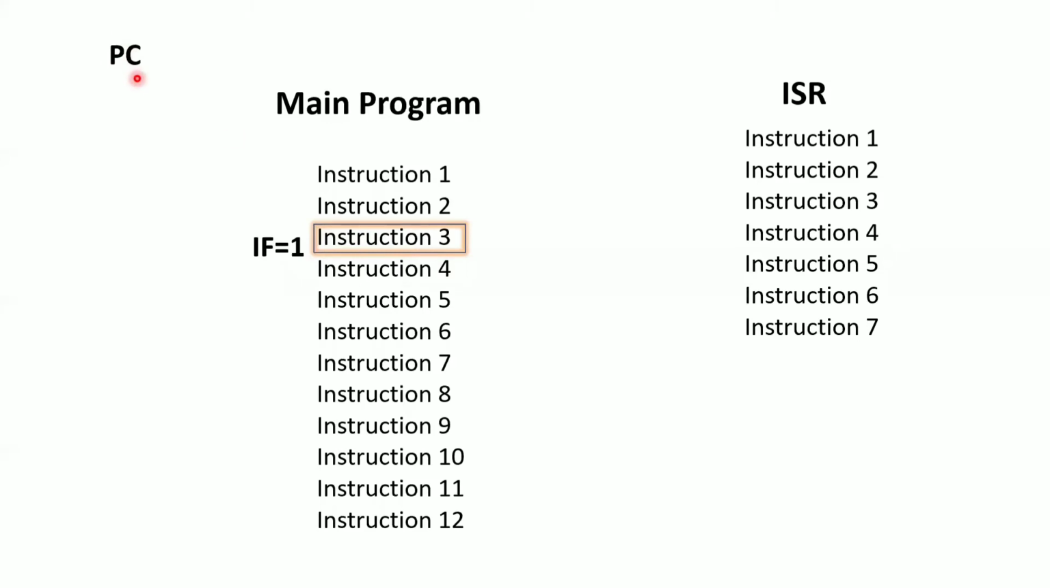What will be the address of the PC? During the execution of instruction 3, I got the interrupt. So what will be the value of the PC? Which means the address of instruction 4 should be there in the PC. Why? Because I already told you the program counter will always store the next instruction to be executed.